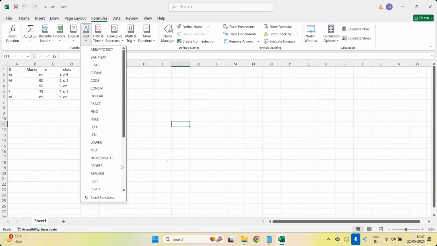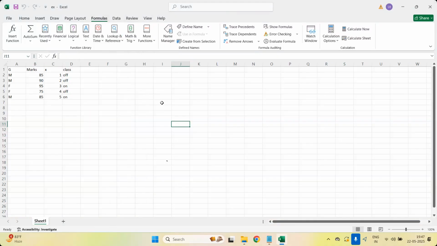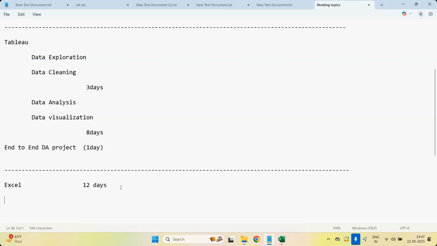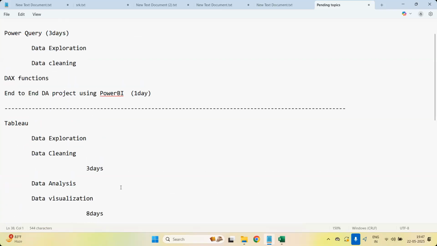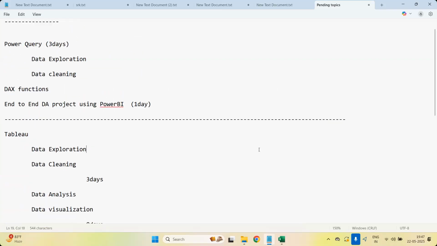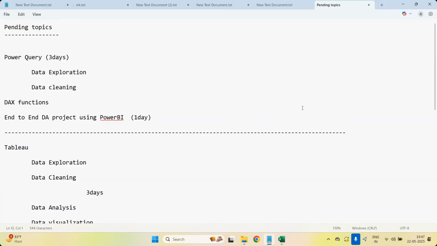Basically, we are going to discuss each and every function. Almost these functions will be similar to Power BI. In Power Query, what are the functions? DAX functions are available. Here and there, they will be almost the same. And here it is going to take close to 12 days. To simplify for you: 12 days for Excel, 12 days for Tableau, and 4 days for this one. So 12 plus 12 plus 4 is close to 28 days. So 28 days of work is pending.